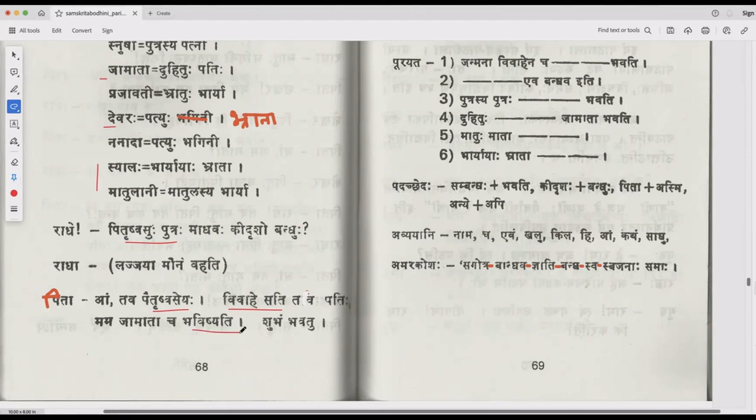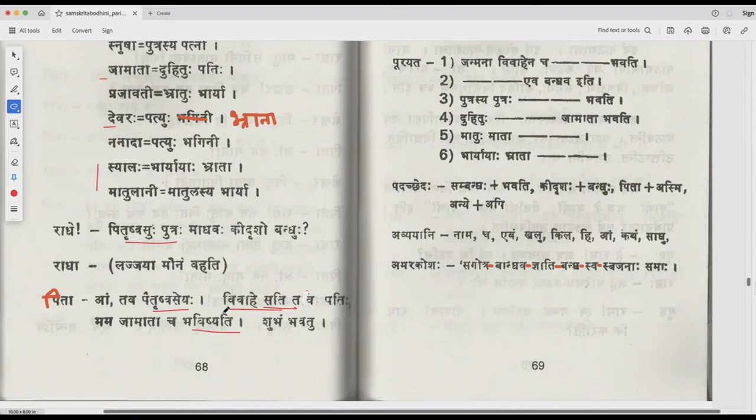Sorry, vivahe sati, what is happening there? Vivahe, in the marriage. Sati, when the marriage is happening. So it is in seventh case. You have identified it right. But when I use the word sati, or even if I don't use the word sati, it can indicate a time frame when that action is happening. So when the marriage happens, something else is going to happen.